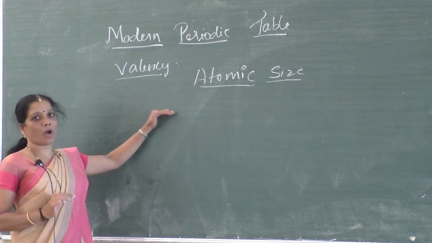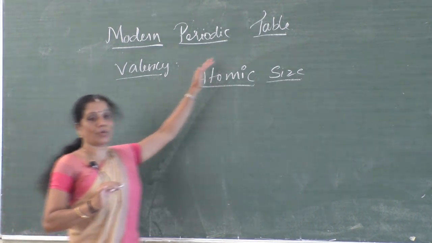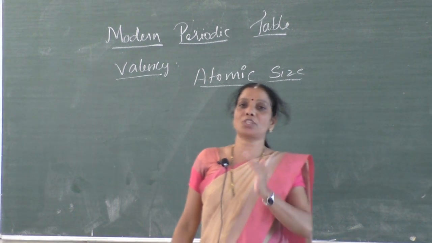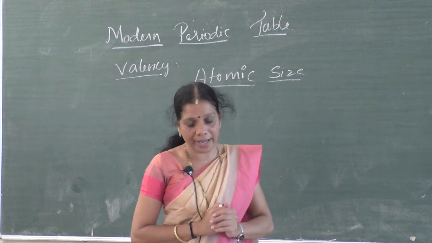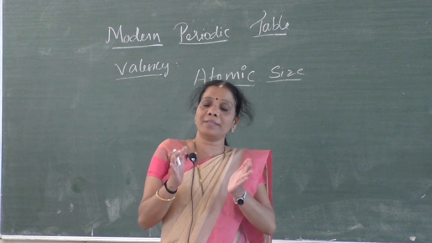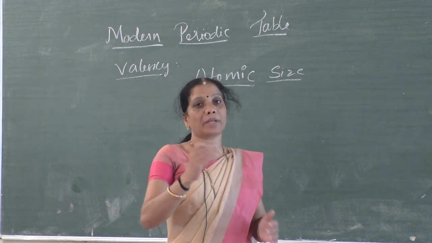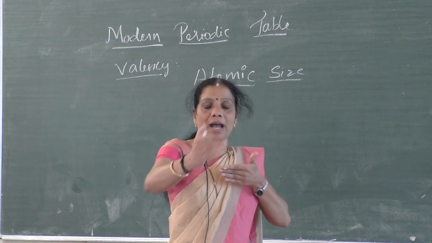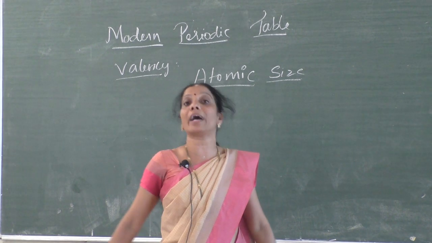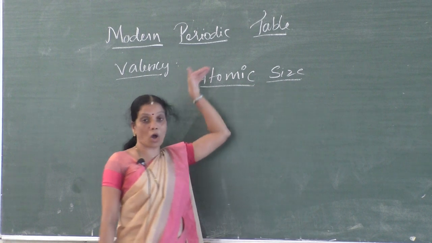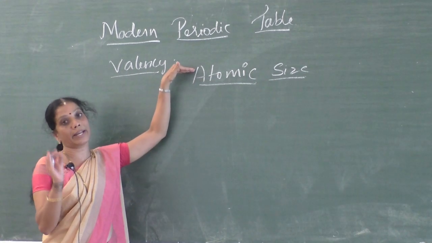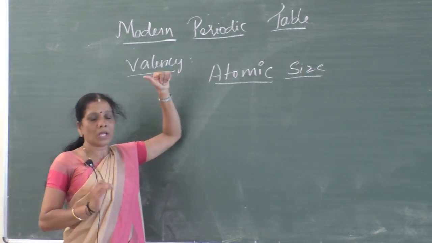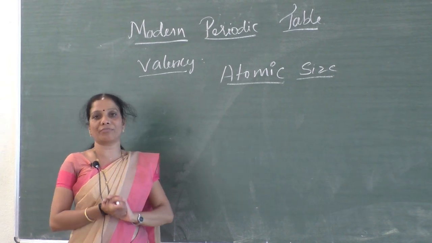Now what is this atomic size? Atomic size actually refers to the radius of an atom. If you consider any element, elements are always made up of the same type of particles called atoms. Now the radius of an atom is always called atomic size. That is, atomic size refers to the radius of an atom. Now how to find out the radius of this atom?